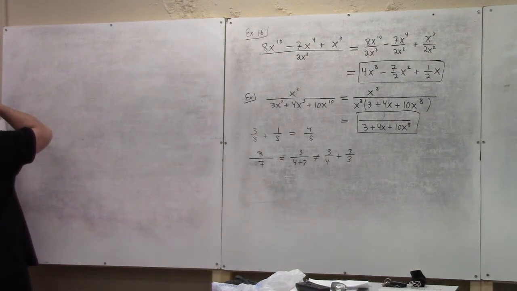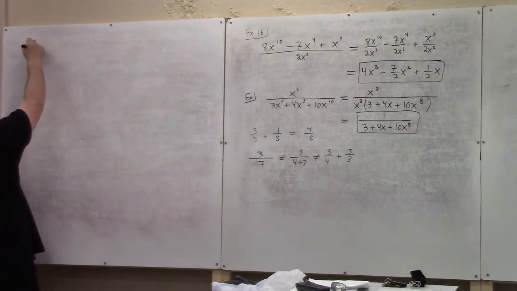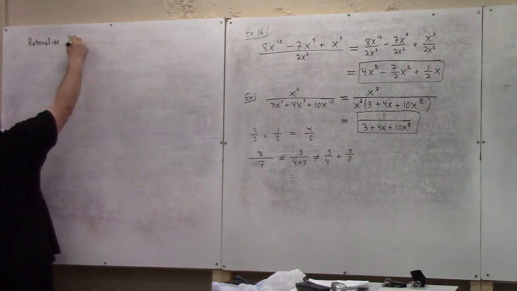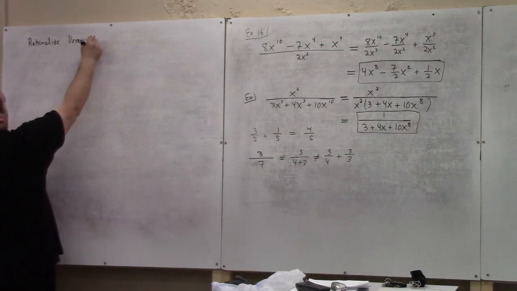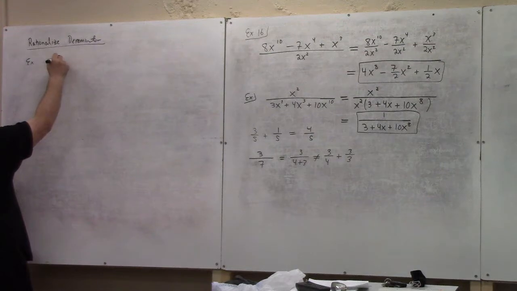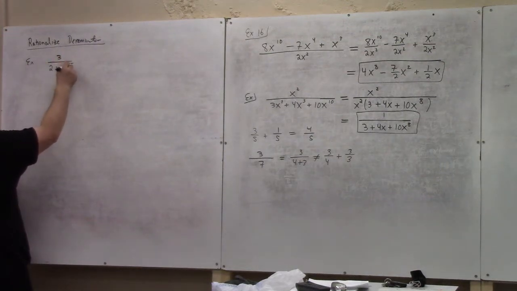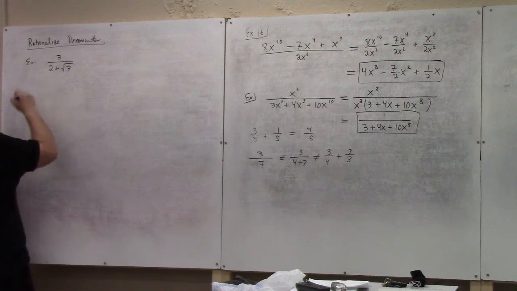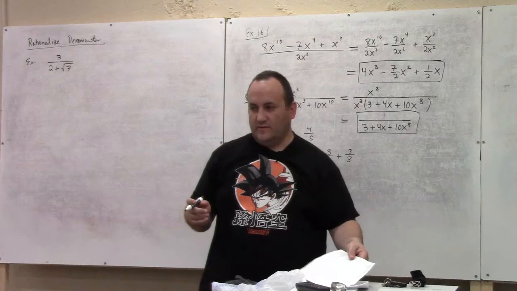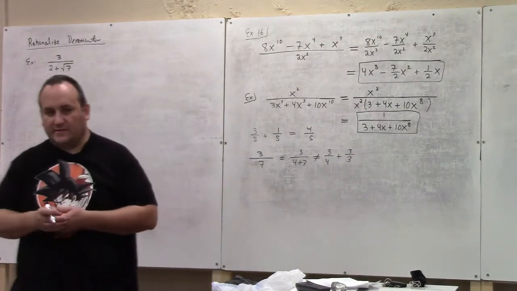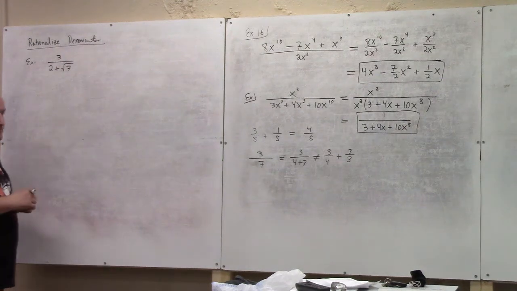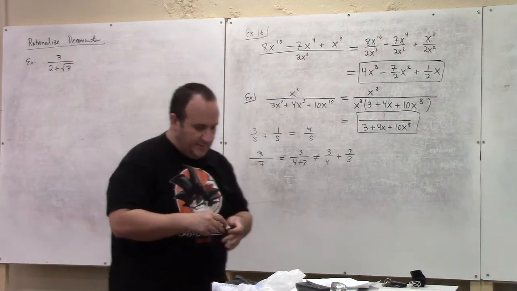All right, so rationalize denominator. I'll do 2 examples of this. One, I'll do something like 3 over 2 plus root 7. How are you going to rationalize the denominator there? The instructions would likely be simplify by rationalizing the denominator. So what do we multiply this by to get that radical out of the denominator?